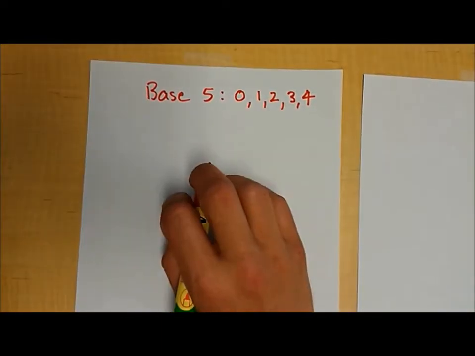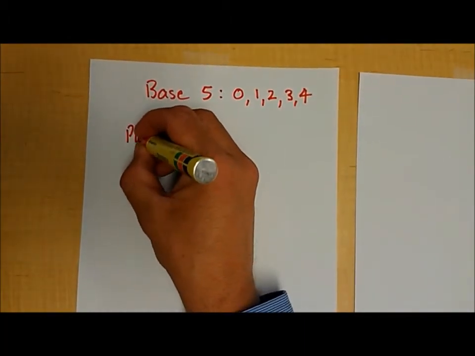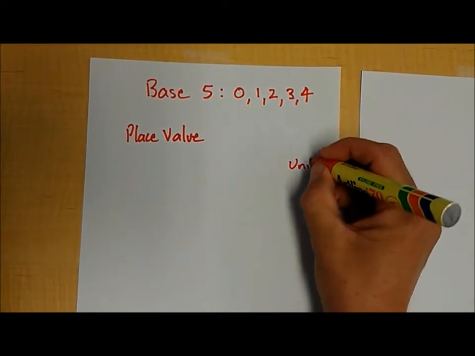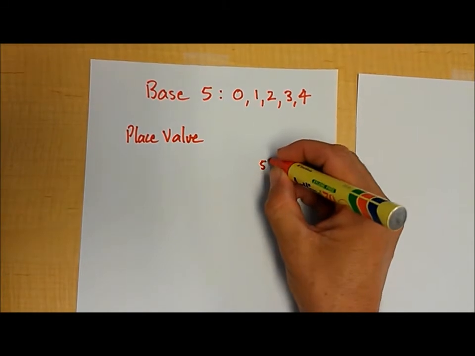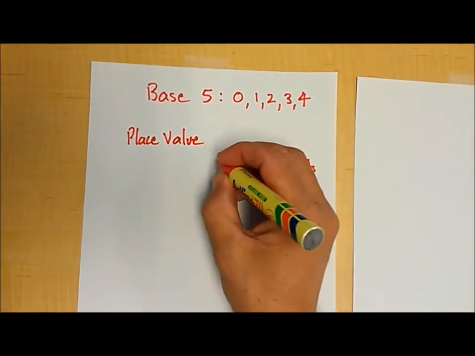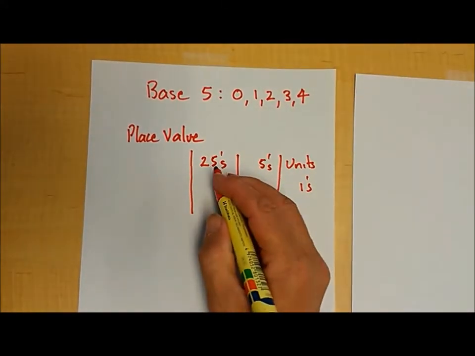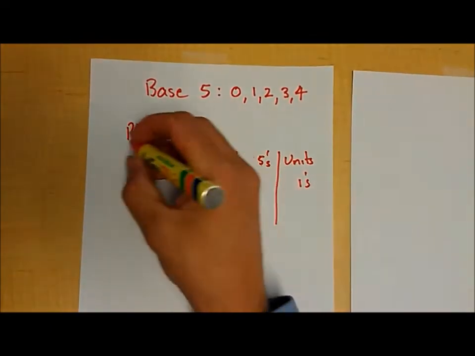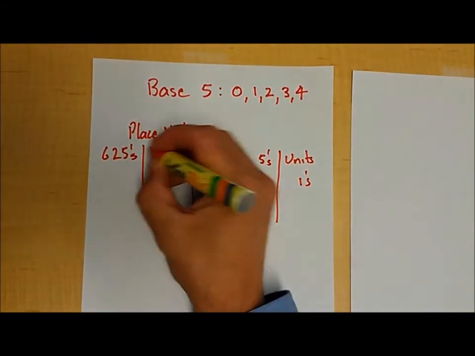Only those digits can be used in base 5. And so our place value in base 5 is going to start off in the same idea. We have our units, which are our ones, and we're going to group in 5. So we're going to have 5s. And then after our 5s, we'll have 5 lots of 5, which is 25. The next group of 5 is 5 lots of this, which is 125. If we go 5 lots again, we get 625. So this is how we group in base 5.